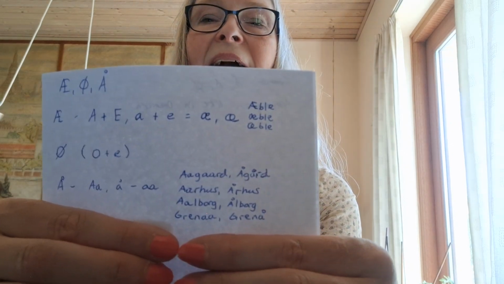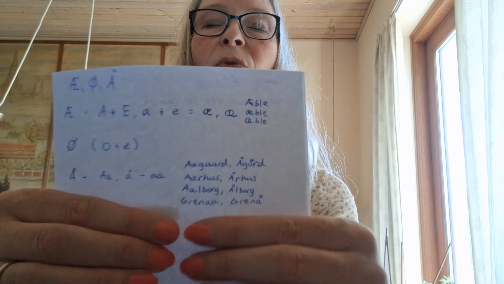A double A, and that is just above my fingers, Greno. Yeah, you can write it both ways, but the modern way with the circle above is always the correct way, you could say.